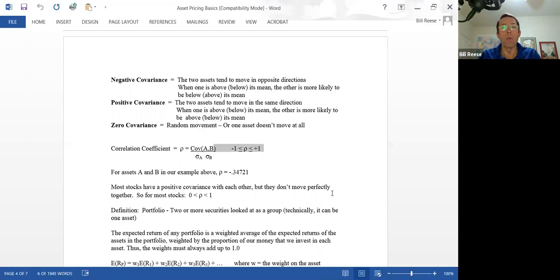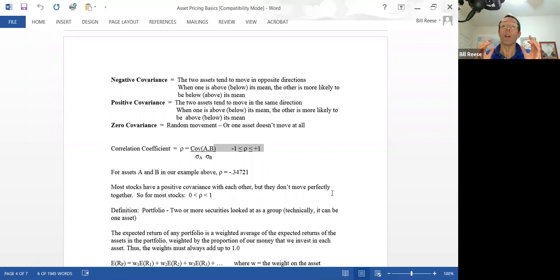So positive covariance, two assets tend to move up and down together. Negative covariance, they tend to move up and down opposite each other. 0 covariance, either it's totally random or more likely one of the assets is risk-free and it's not moving at all. And if we know the covariance, we can find the correlation. If we know the correlation, we can find the covariance. They both measure the same thing, but correlation, the highest it can be is +1 when the two assets are moving exactly together. The lowest it can be is -1 when those two assets are moving perfectly opposite each other.